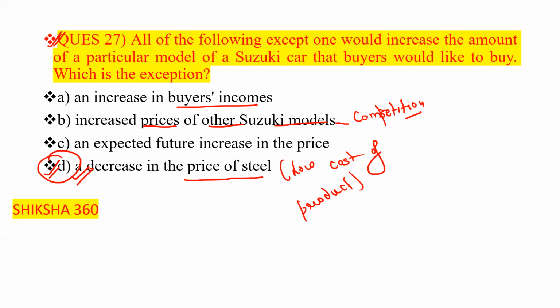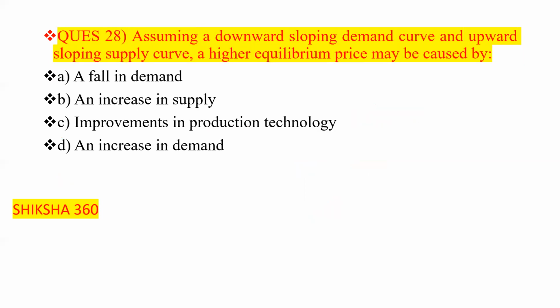Now move to the next question. Question number 28. Please understand this question very carefully. Assuming a downward sloping demand curve and an upward sloping supply curve like this one. This one is the demand curve going down. This one is the supply curve.